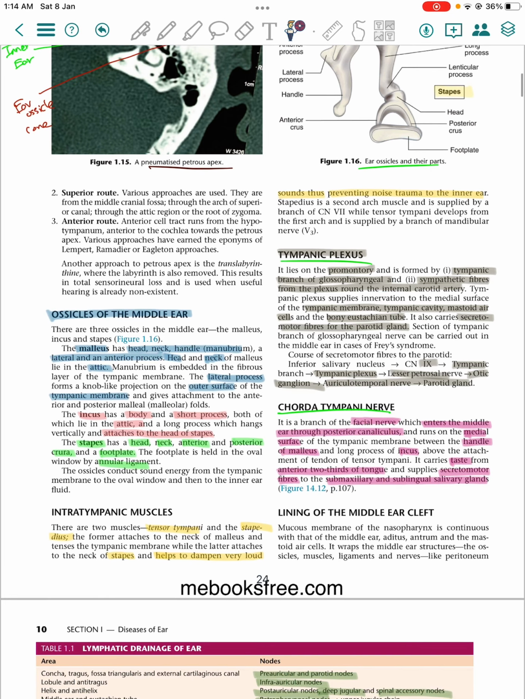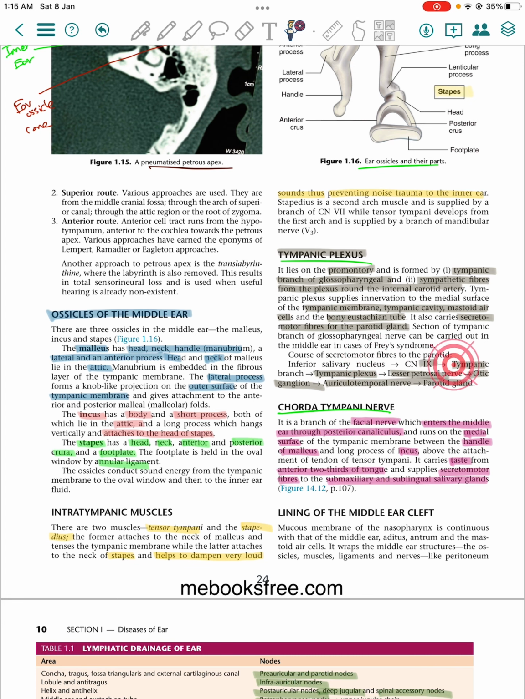Then you see the tympanic plexus, which is present in the medial wall. It is formed by two nerves: the tympanic branch of the glossopharyngeal, that is the ninth nerve, and sympathetic fibers from the plexus around the internal carotid artery. Okay guys, they supply the tympanic membrane, tympanic cavity, mastoid air cells, bony tube, everything. It also carries secretomotor fibers to the parotid gland.